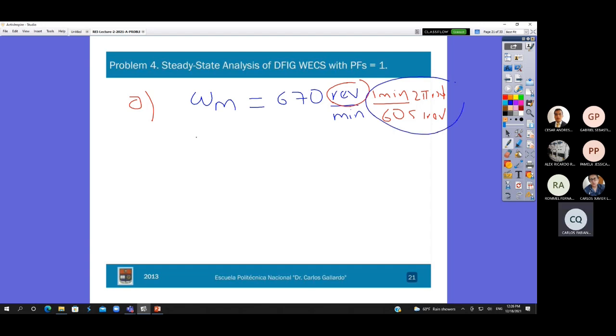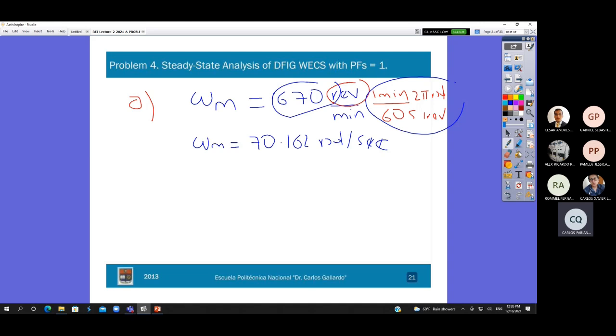Therefore, the mechanical speed in radians per second is equal to 70.162 radians per second. What is my objective? My objective is to compute the new mechanical torque and the new mechanical power. So let's compute the rotor electrical speed.